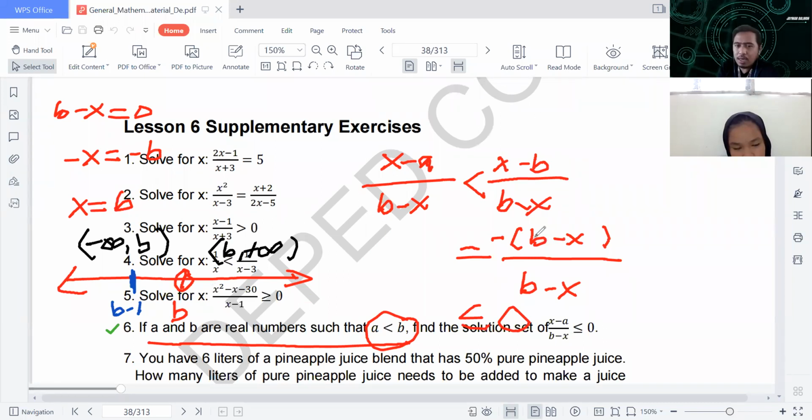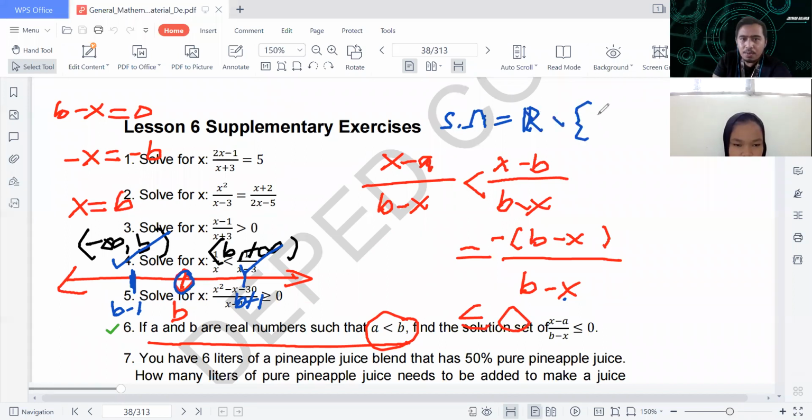If you test b minus 1 here, it becomes (b minus 1 minus x) over (b minus 1 minus x), they are the same, and it becomes negative 1. Negative 1 is less than or equal to 0, so this must be included in your solution set. As well as here, we know that b plus 1 is also here, and if we plot it, it becomes (b plus 1 minus x) over (b plus 1 minus x). Still, it becomes negative 1, and negative 1 is less than 0, so it is also included. For a conclusion, there is only one value that will not be included in your solution, and that is b. So your solution set will be all real numbers except the value b.